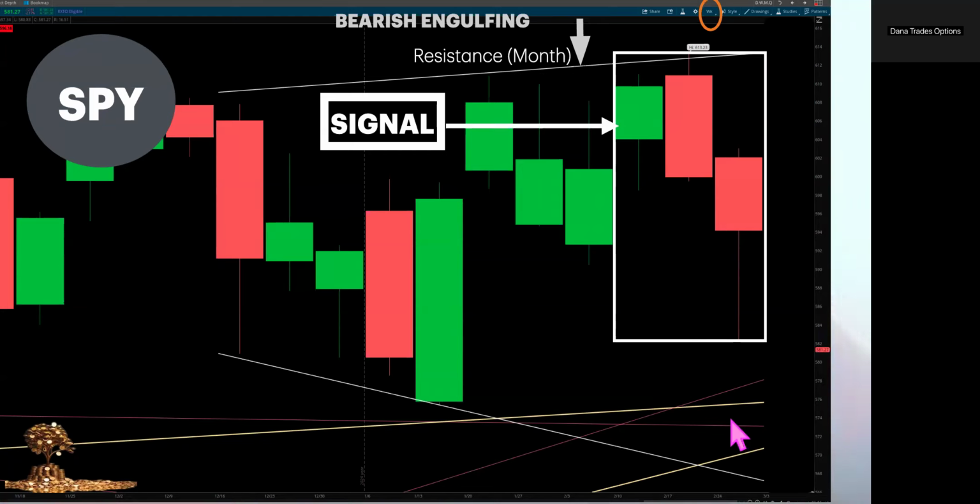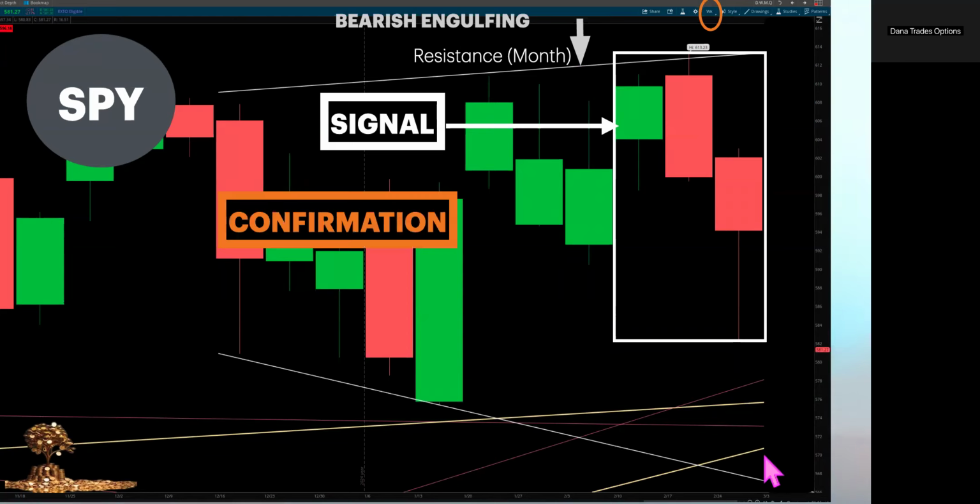So we have our signal, and importantly, our signal formed at a resistance level here on your screen. You see a resistance level that was formed on the month. Again, take a look at our previous videos to understand how we identify support and resistance using other engulfing candles. So we have a signal.